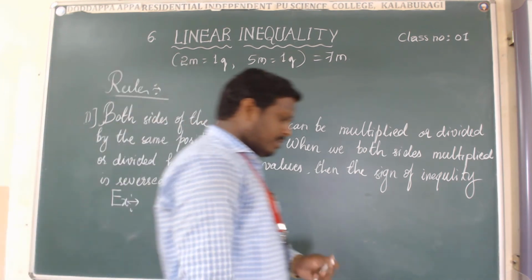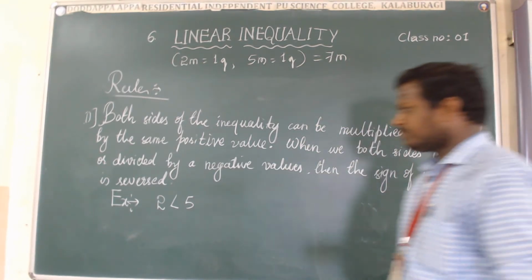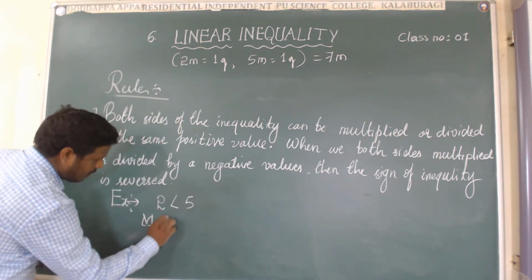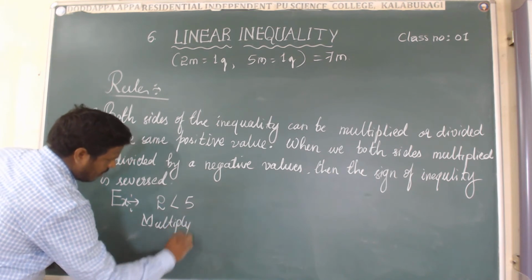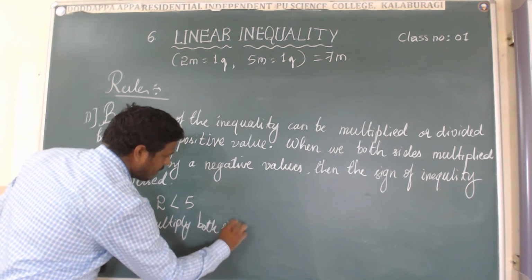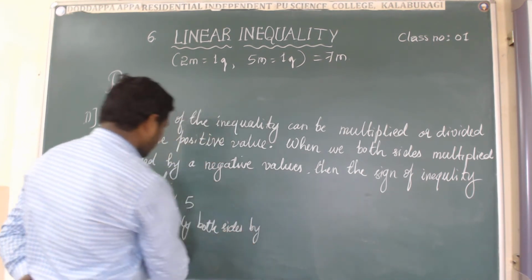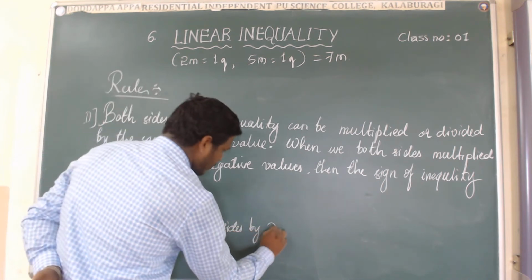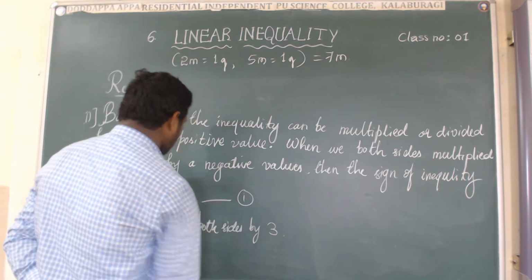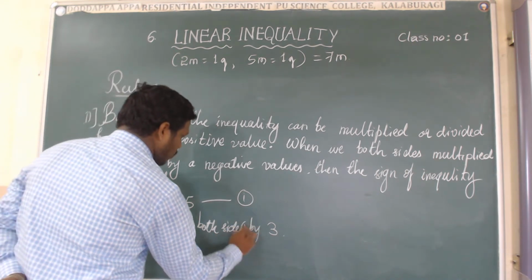Okay. Now both sides of the given statement of the inequality. I am going to multiply both sides by the same value. Multiply both sides by 3. I will call this equation 1. Multiply both sides of equation 1 by 3.